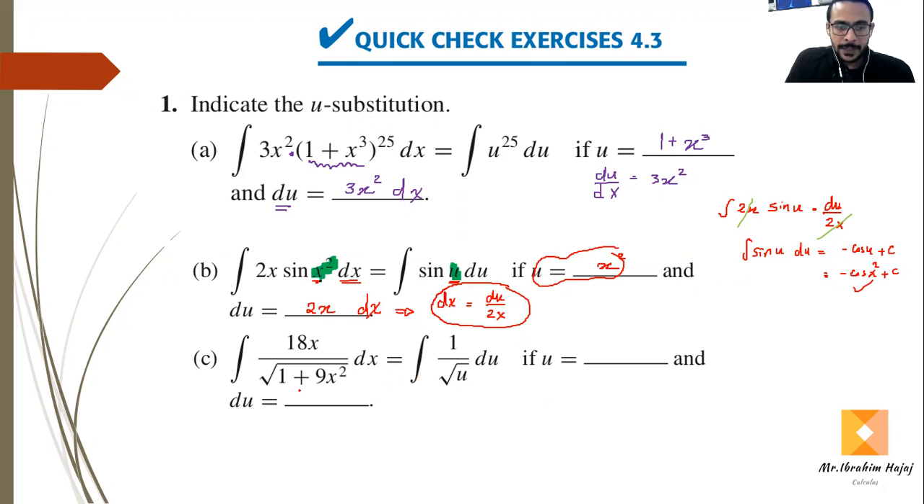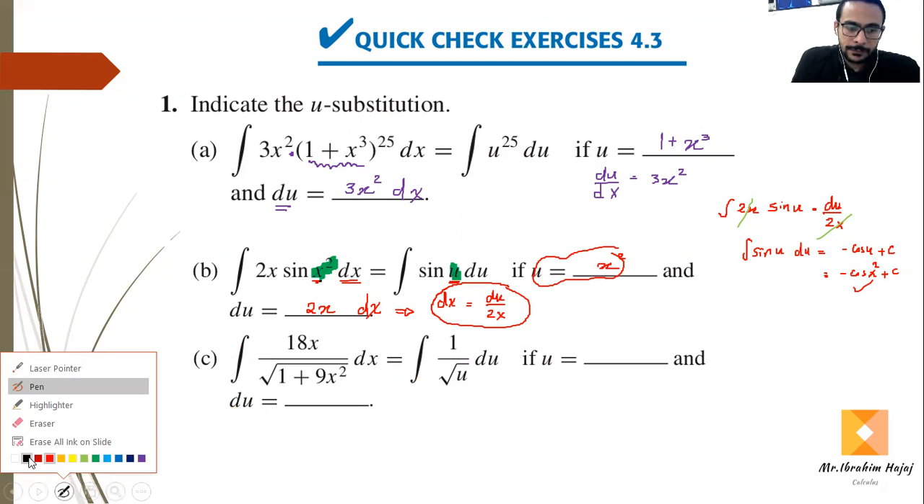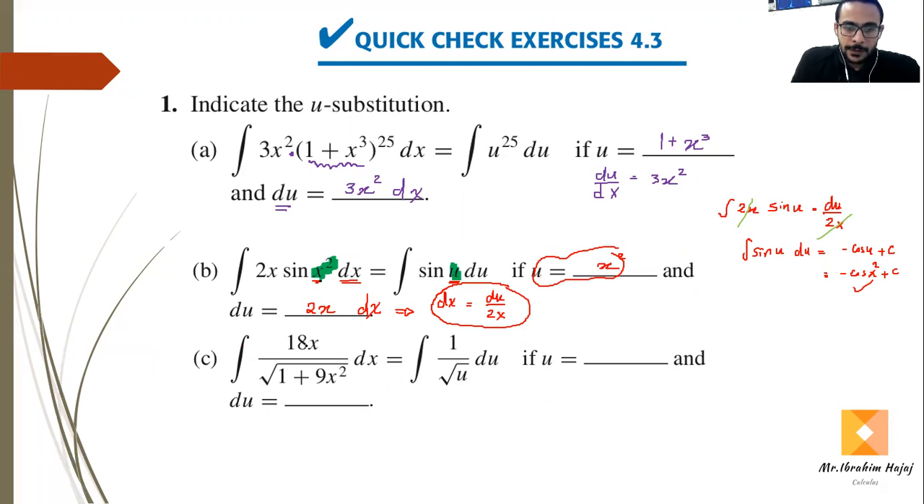Okay, Omar Hossam, letter C. Yes, Mr., go ahead, Doctor. 1 plus 9x, if u equals 1 plus 9x squared, right? Squared. du, so du equals 18x times dx. Excellent. 18x times dx.